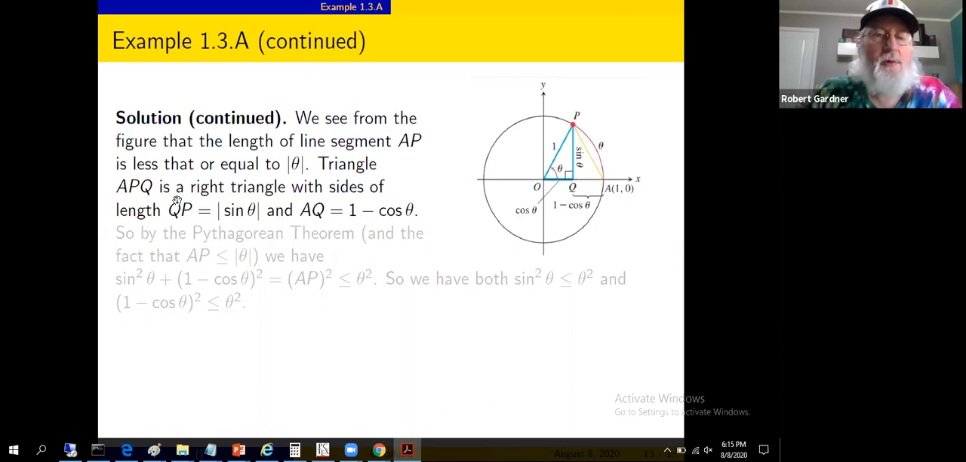We've got a right triangle. Triangle APQ is a right triangle. Yeah, so there's a little right triangle. There's another one there in blue, but we're talking about this one now. APQ is a right triangle. The sides are lengths.